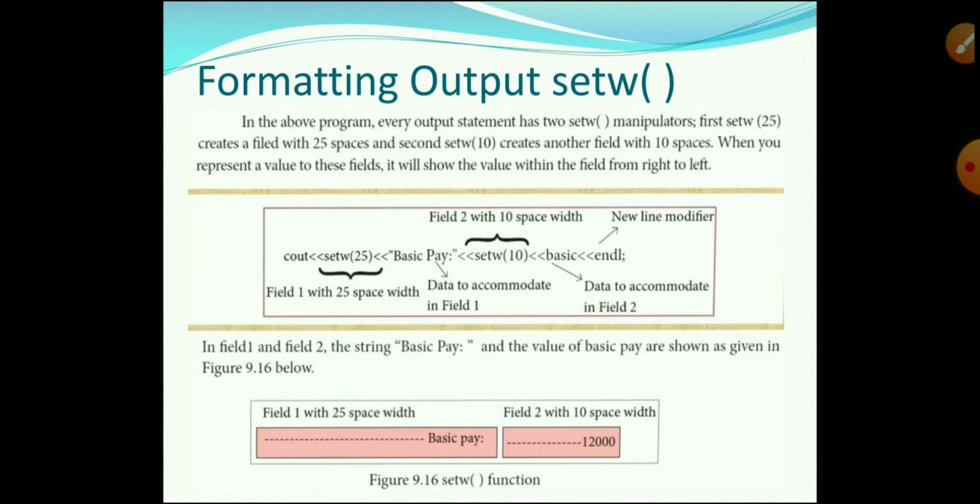So clear output they have given, the pink color. How many spaces? 25 spaces. Field 1 with the 25 spaces, then the dots are put, then basic pay. After that, field 2 with 10 spaces, then dots, then 12,000. The dots only are set with the spaces.